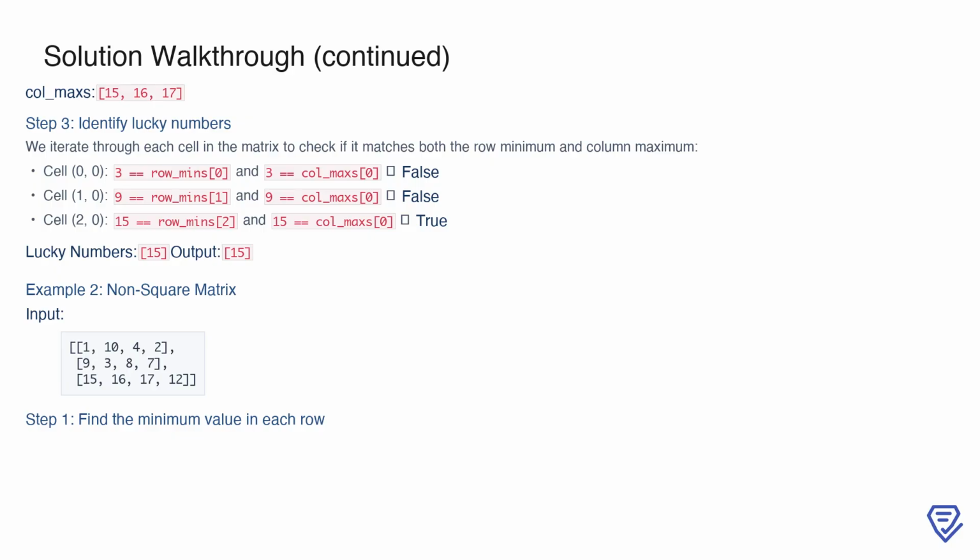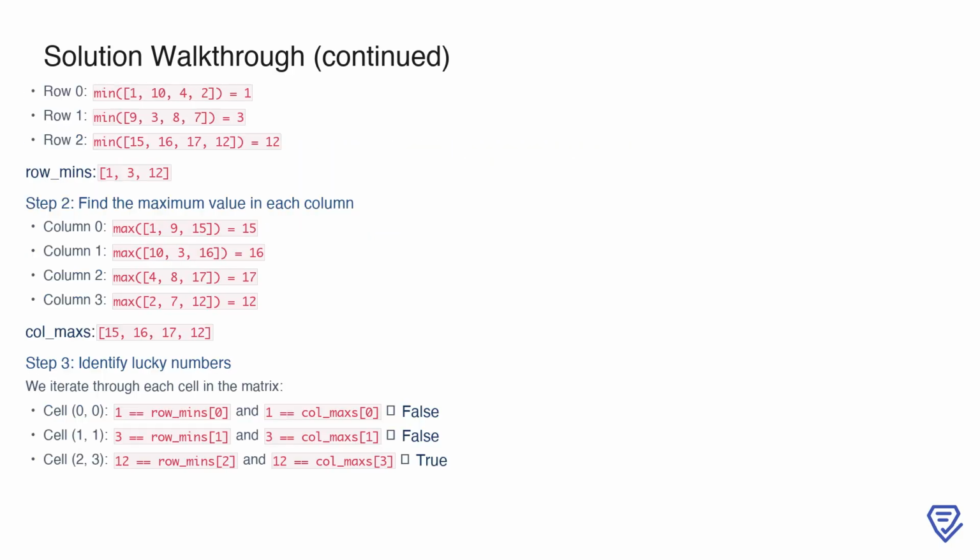Moving on to a non-square matrix, we follow the same process. The first step is to find the minimum value in each row. In this new example, we start by calculating the row minimums. For row 0, the minimum value in 1, 10, 4, 2 is 1. For row 1, the smallest value in 9, 3, 8, 7 is 3. Lastly, for row 2, the minimum value in 15, 16, 17, 12 is 12. This gives us row minimums of 1, 3, 12.